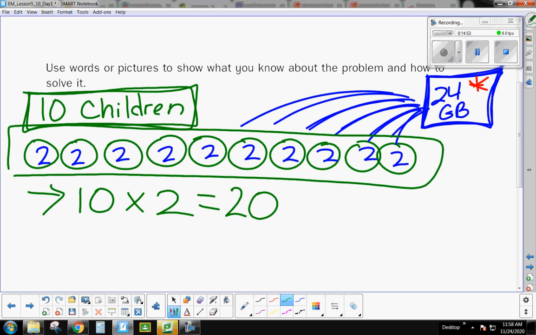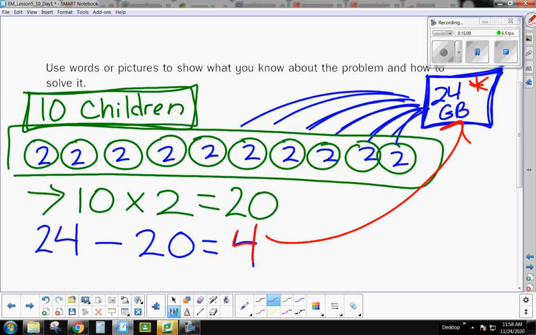Now, the next part of the problem is I know that I had 24 granola bars, and when I subtracted the 20, I have 4. And that is what's left over in the box. So my answer is 4 granola bars.